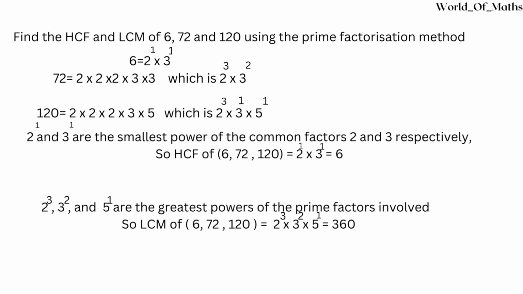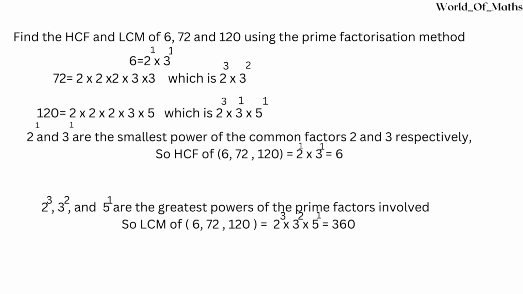If we prime factorize 120, we will get 2 multiplied by 2 multiplied by 2 multiplied by 3 and multiplied by 5, which is 2 to the power of 3 multiplied by 3 to the power of 1 multiplied by 5 to the power of 1. Here we can see 2 to the power of 1 and 3 to the power of 1 are the smallest powers of the common factors 2 and 3 respectively. So, the highest common factor of 6, 72 and 120 is the product of the smallest power of common factors, which is 2 multiplied by 3, which is equal to 6.